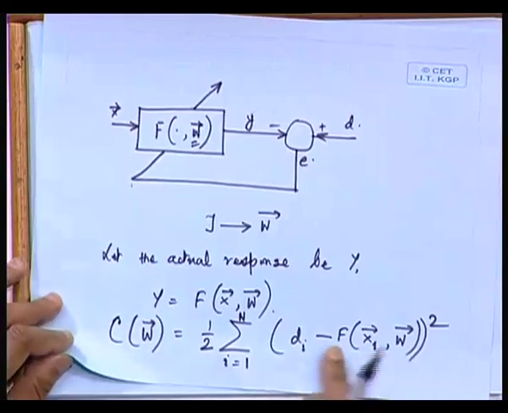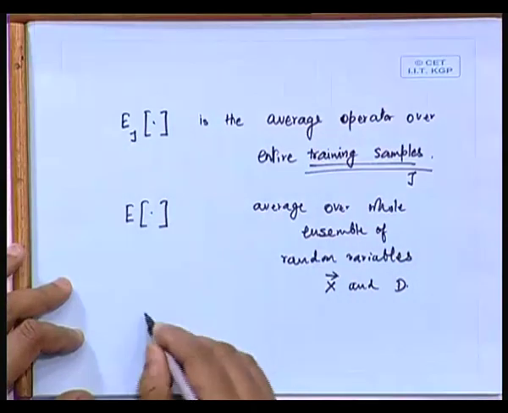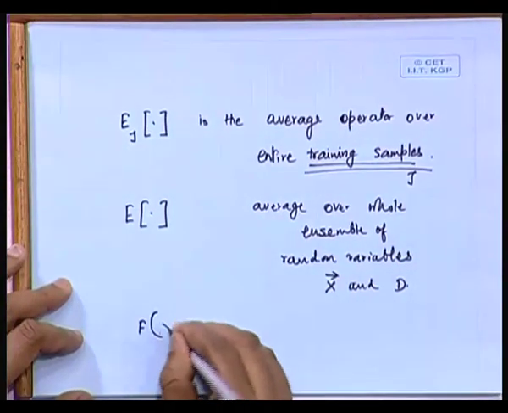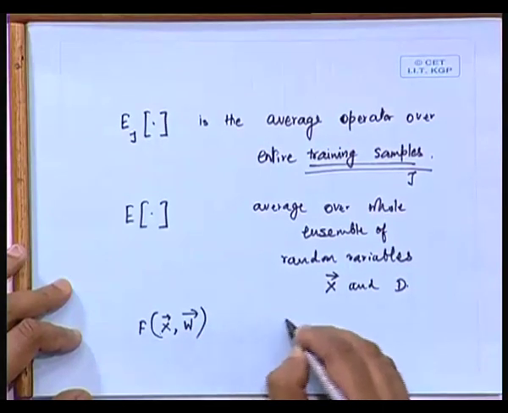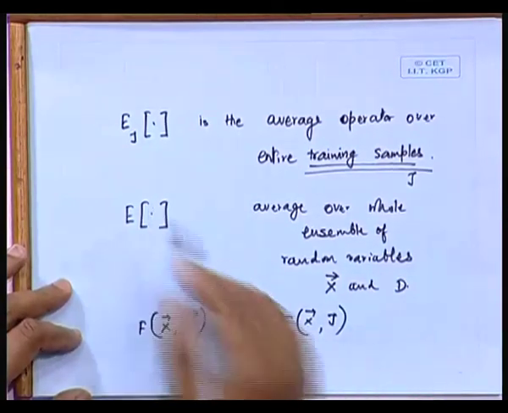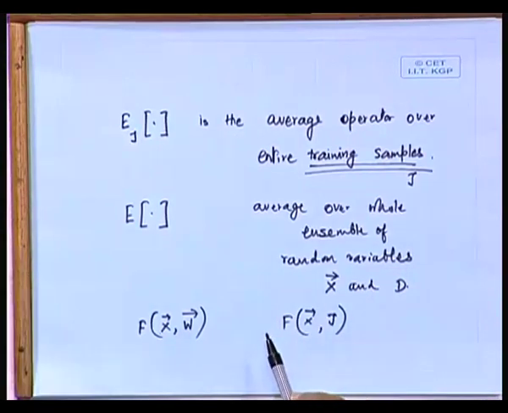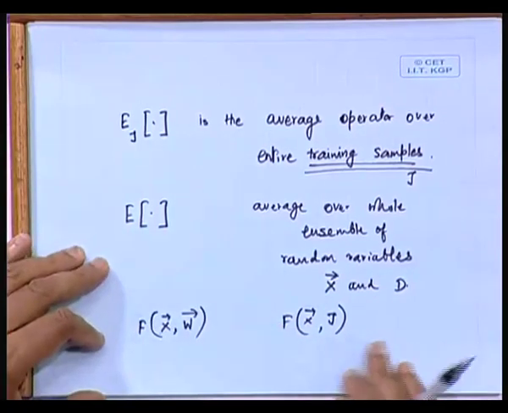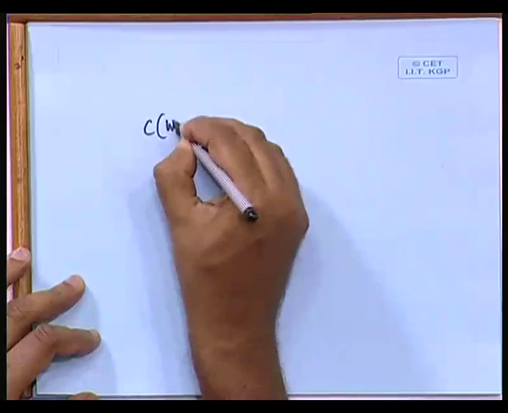So, instead of writing it as f(x, w), we could also write F(x, w) interchangeably as F(x, T), where T is nothing but, again, the set of training samples. With that, we can write down the cost function as follows.